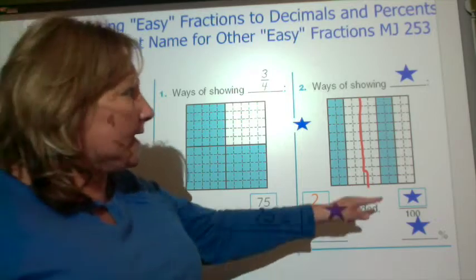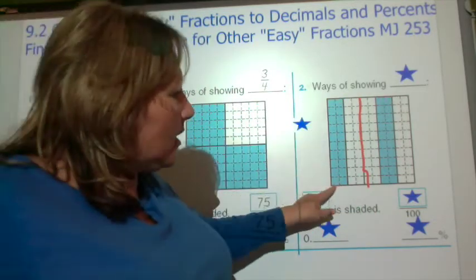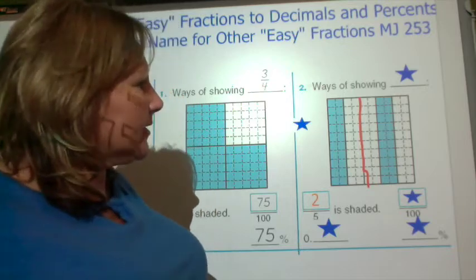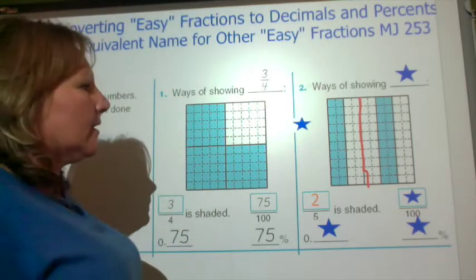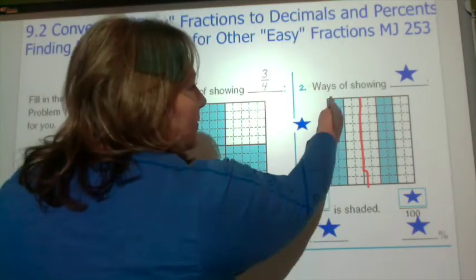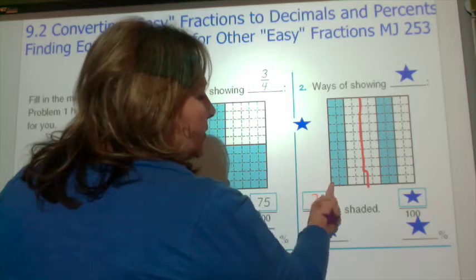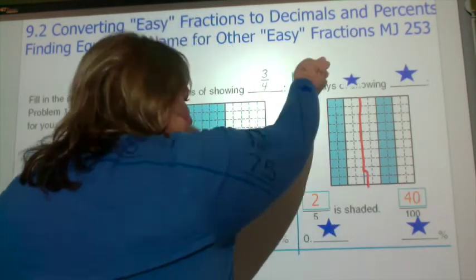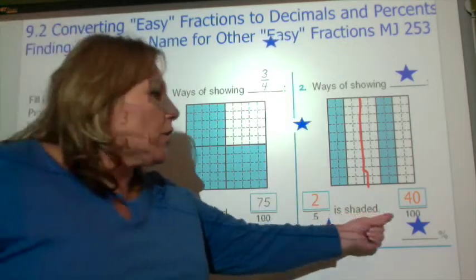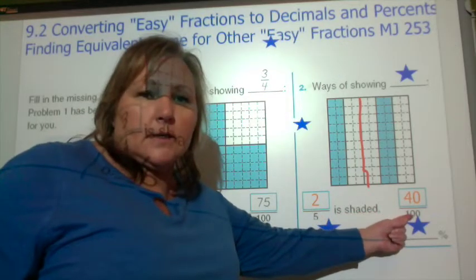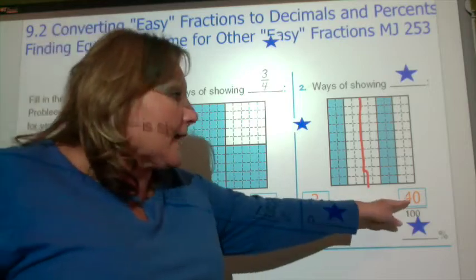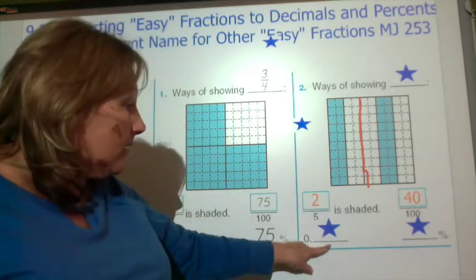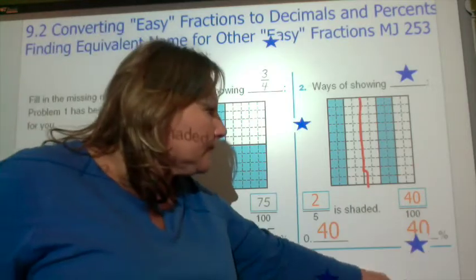Out of 100, here's my big square right here. All of those little cubes add up to 100. How many parts of those are shaded? Well, each column is worth 10. So we have 10, 20, 30, 40. 40/100. Oh my gosh, we have 100 on the bottom, boys and girls. That means that's going to be your percent and your decimal.